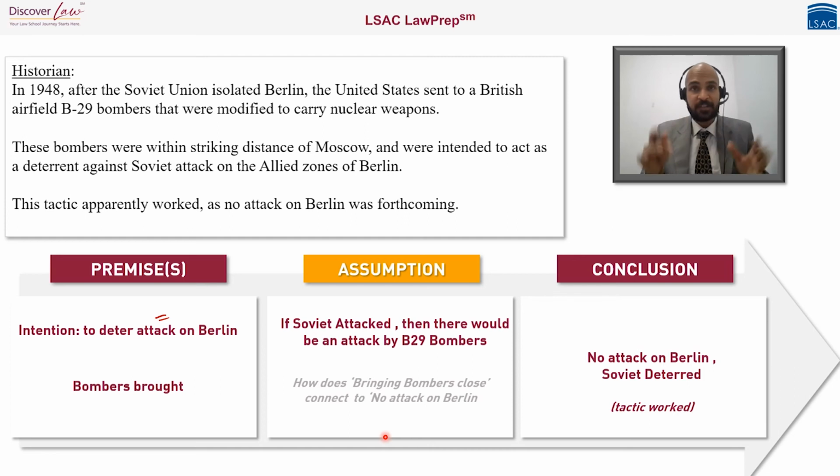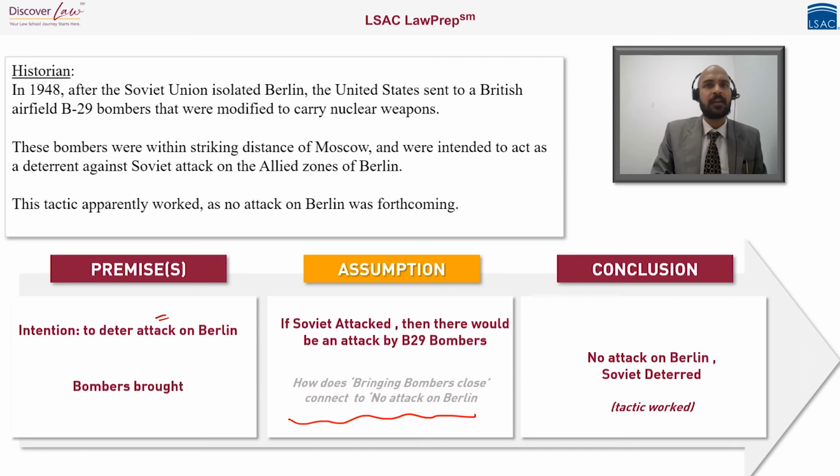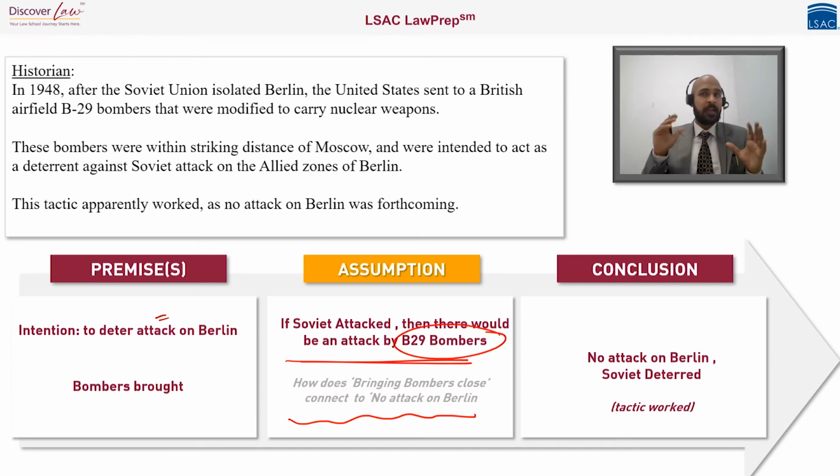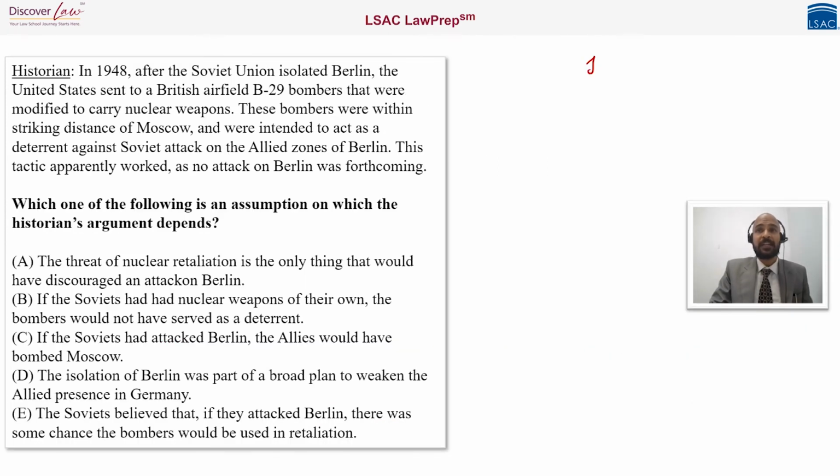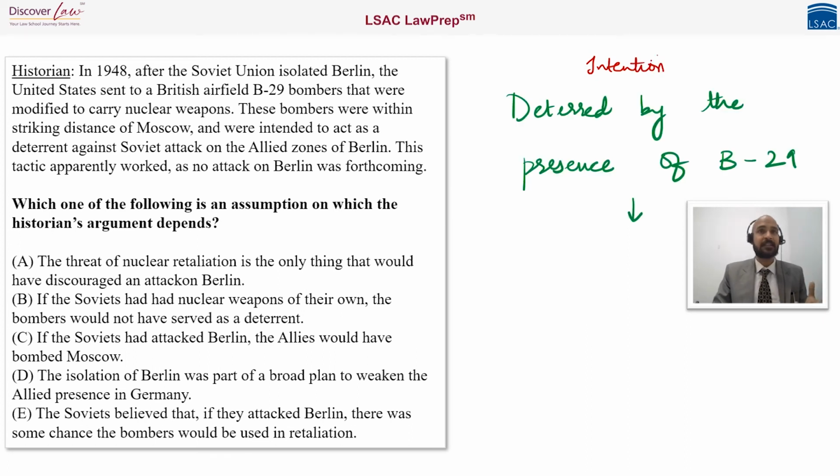Put it into this table. So we now see that the assumption here is that, hey, if the Soviet attacked Berlin, then there could be, or there would be, an attack by the B-29 bombers. Let us see if we have an option that resembles this. Alright, so with the intention of deterring an attack by the Soviet, you brought in some B-29 and we saw that indeed they were deterred by the presence of the B-29.